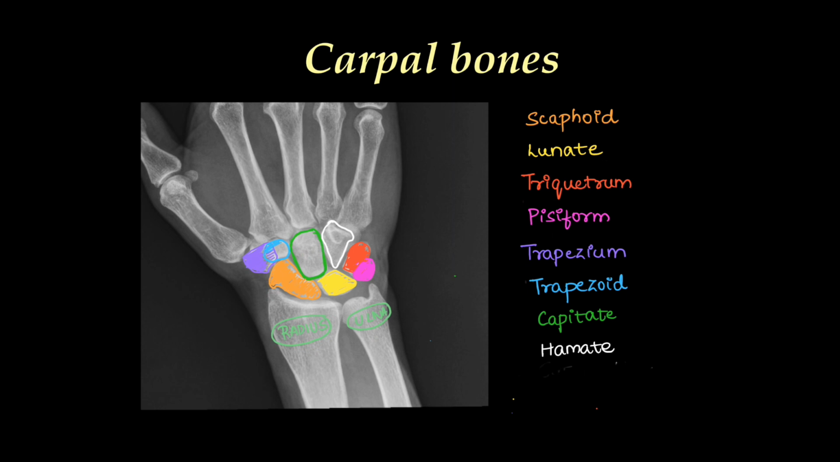Repeating, this is scaphoid, lunate, triquetrum, pisiform, trapezium, trapezoid, capitate and hamate. This was the AP view.